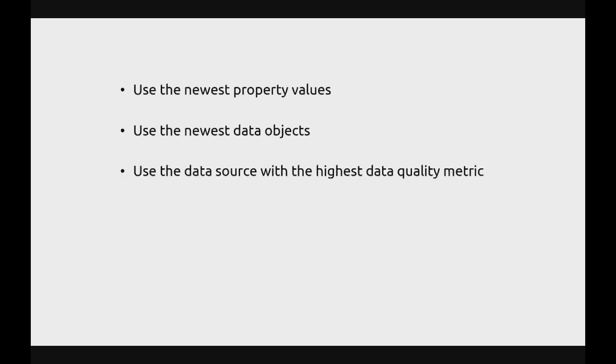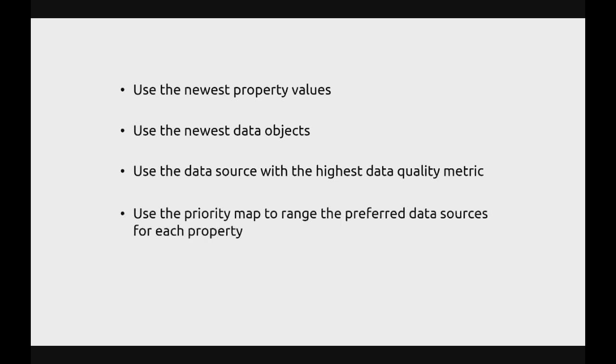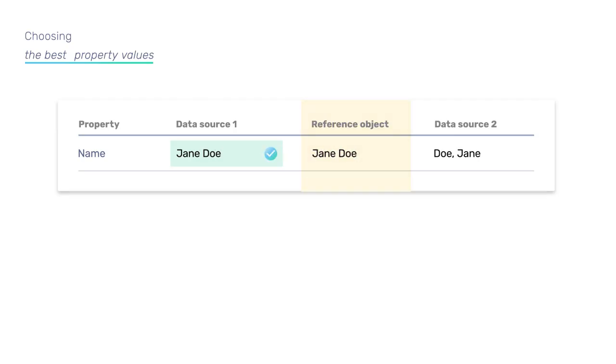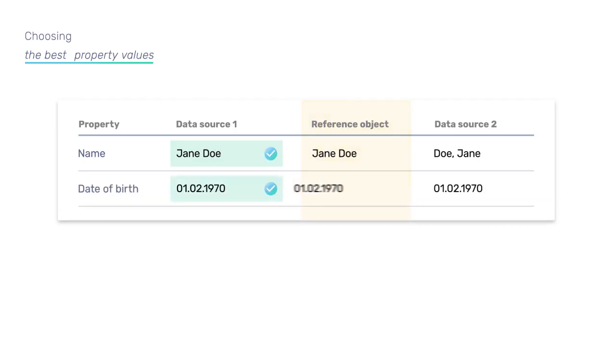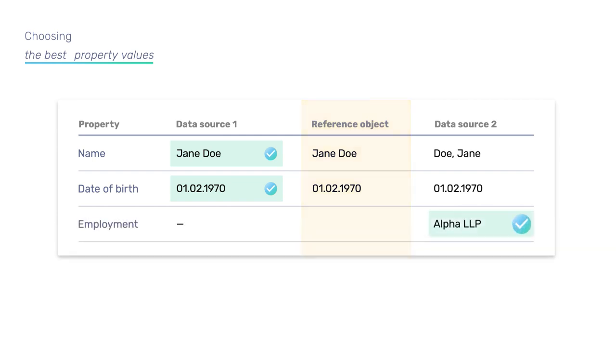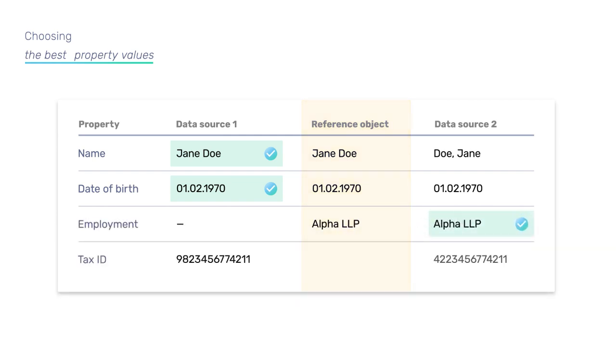Use the newest property values. The system tracks every change in the data source objects and keeps the date of update of each property. Use the newest data objects. Use the data source with the highest data quality metric. Use the priority map to range the preferred data sources for each property. The property values violating the blocking level constraints are ignored at consolidation. The system acts as if these property values are not set.